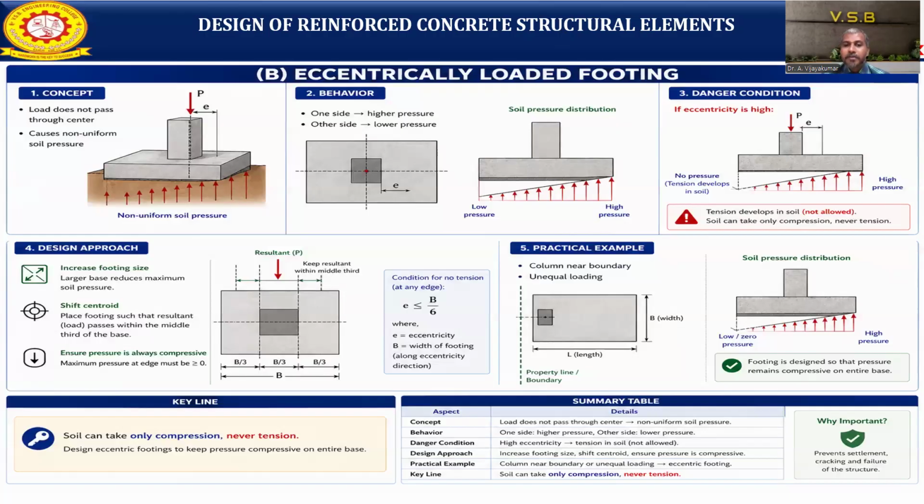Then the behavior is that one side will be under high pressure and the other side will be under low pressure. So with high eccentricity, tension will develop in the soil, and that is not allowed. While designing, the approach is to increase the footing size and shift the centroid to ensure the pressure is compression. A practical example is a column near the boundary, or unequal loading, or an eccentric footing.